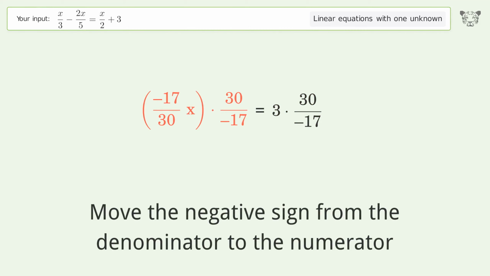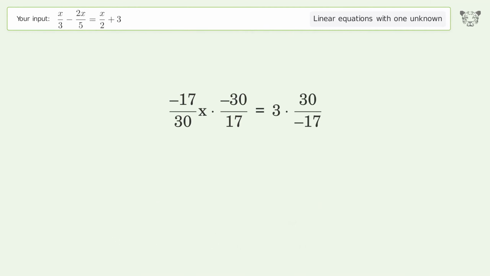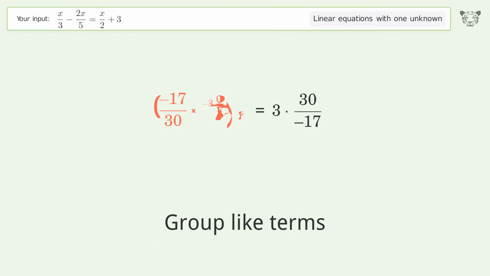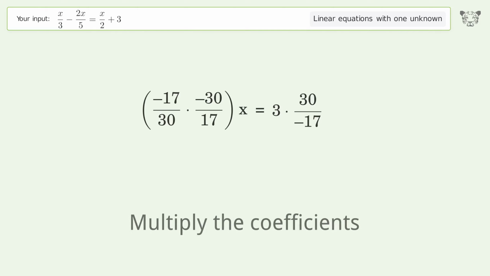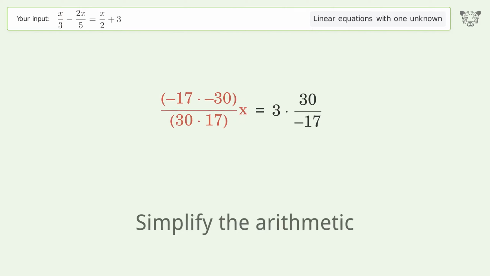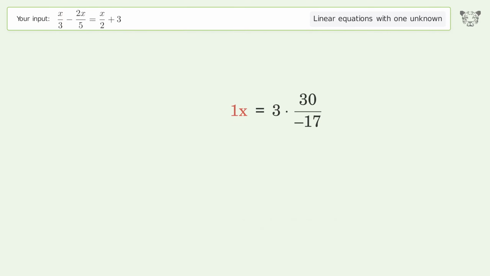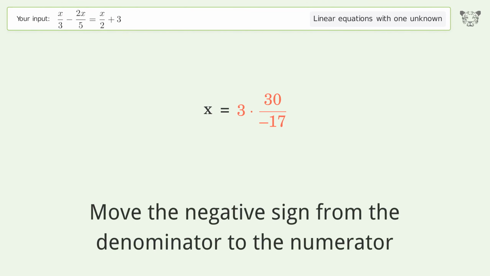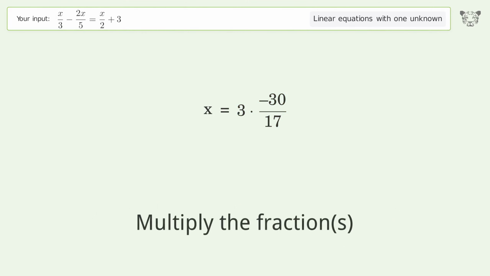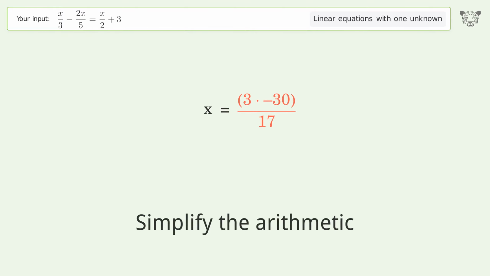Move the negative sign from the denominator to the numerator. Group like terms. Multiply the coefficients. Simplify the arithmetic. Move the negative sign from the denominator to the numerator. Multiply the fractions. Simplify the arithmetic.